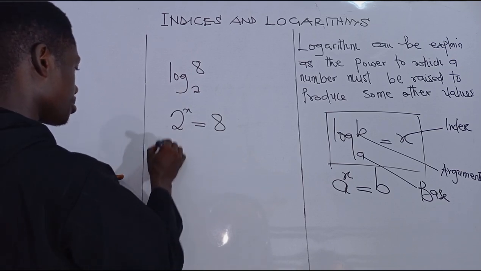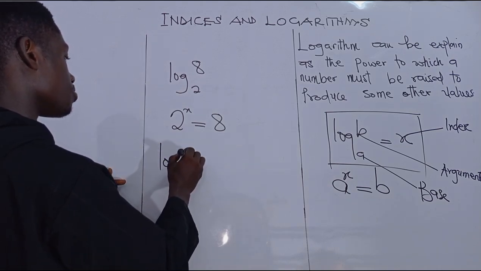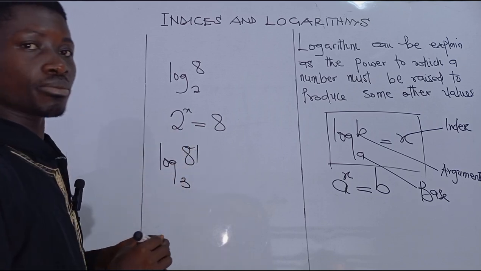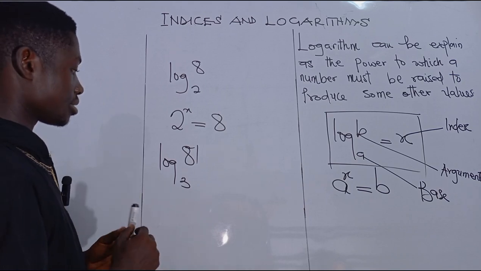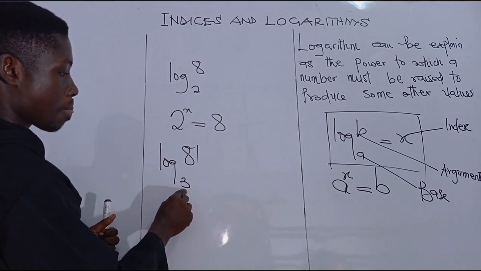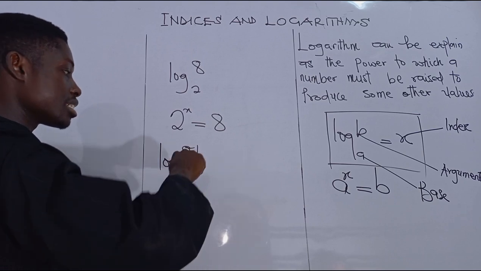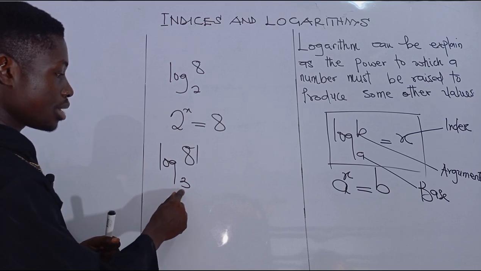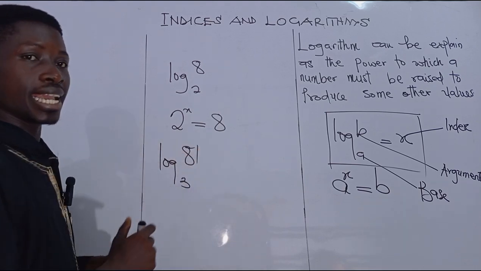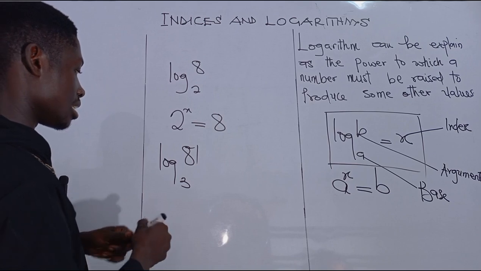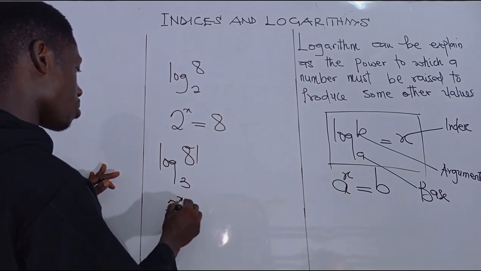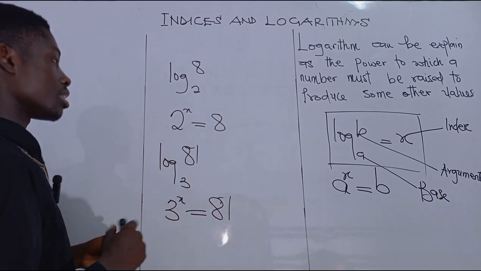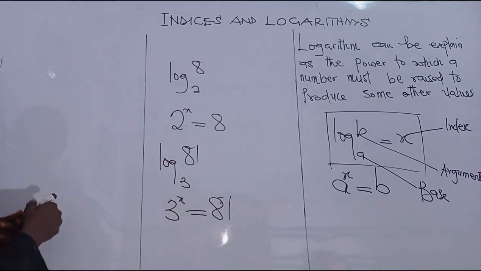Similarly, when you have log of 81 to the base of 3, this can be explained as to what power must the base, which is 3, be raised to produce the number 81? In other words, 3 raised to what power will give us 81? And we can write it mathematically as 3 raised to what power will give us what? 81.